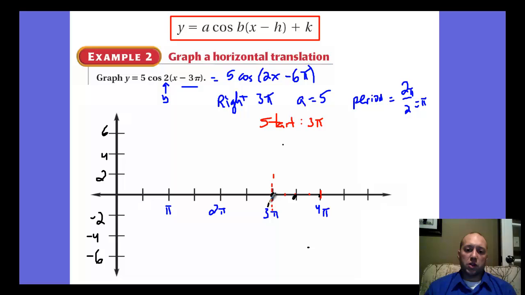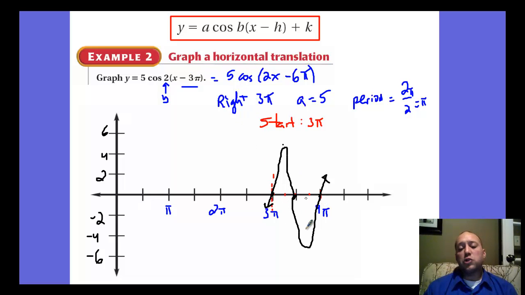And then we're going to make sure that the period is showing how it continues or repeats. So that's a rough sketch of that period for this cosine wave. And so that would be like the original first period, just shifted.